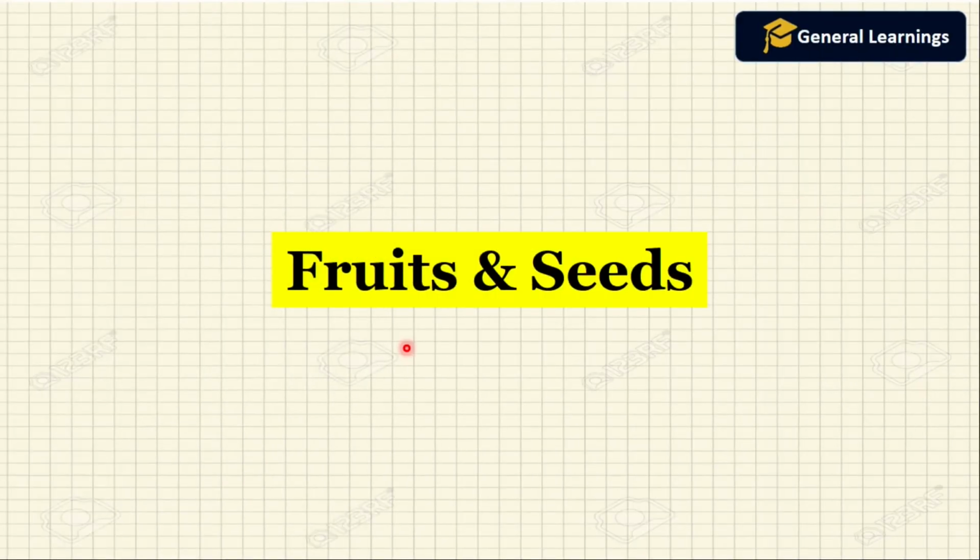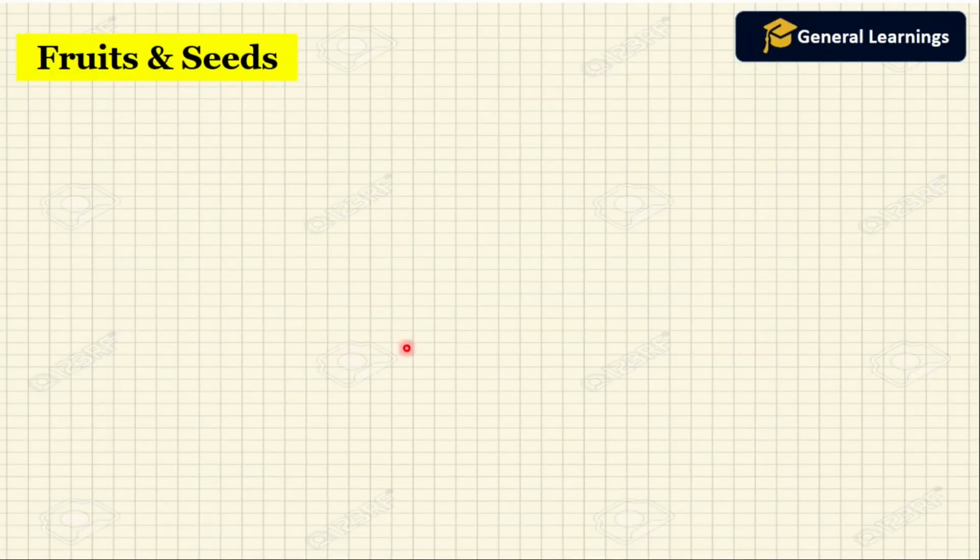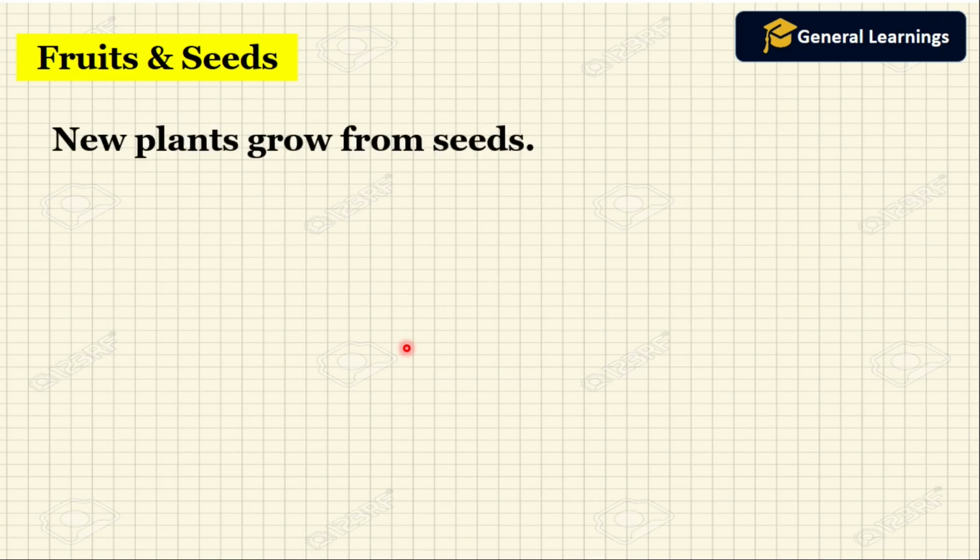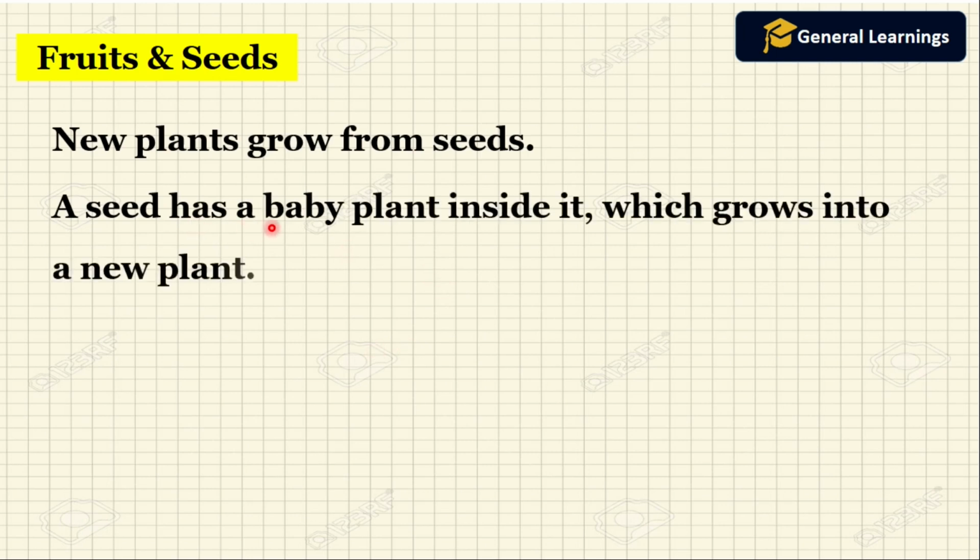Now we will see about fruits and seeds. New plants grow from seeds. So how do we get new plants? The new plants grow from seeds. A seed has a baby plant inside it which grows into a new plant. How will it grow? Because every seed has a baby plant inside it which grows into a new plant.